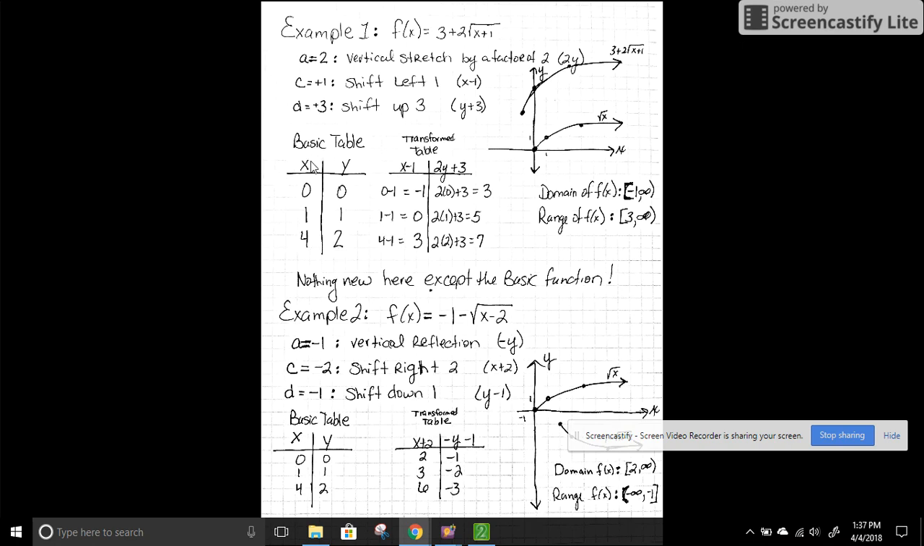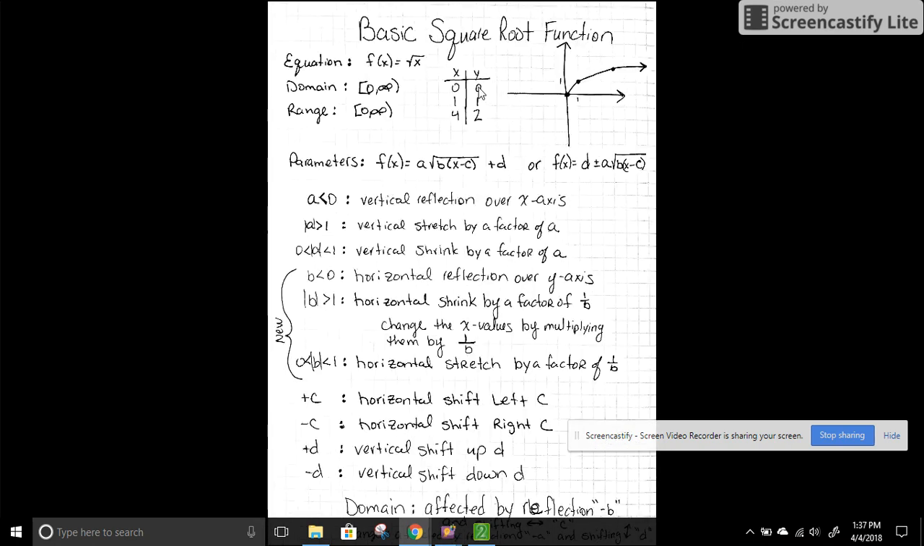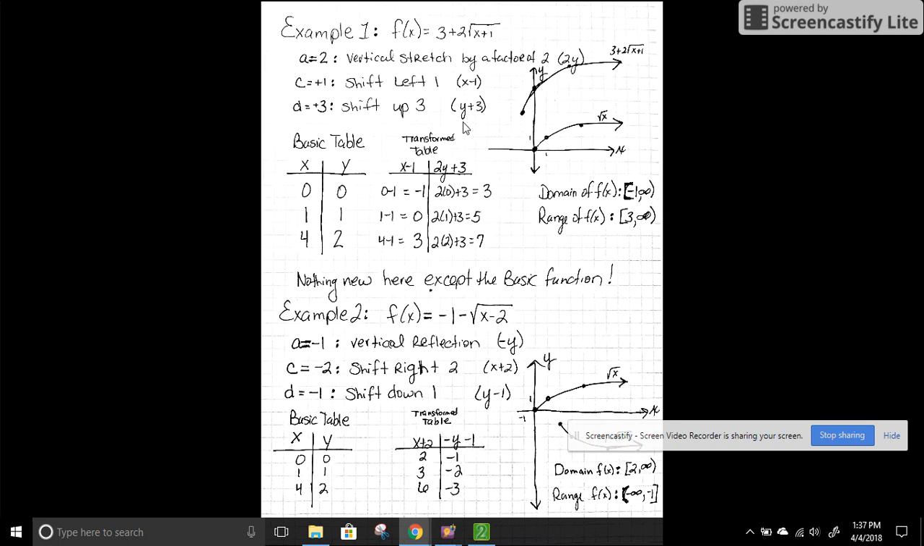Here's the basic table that I picked from over here: (0,0), (1,1), (4,2). I did these changes. I shifted each one of these to the left 1. Shift 0 to the left, you're at -1. Shift 1 to the left, you're at 0. Shift 4 to the left 1, you're at 3. That's where I got those values.